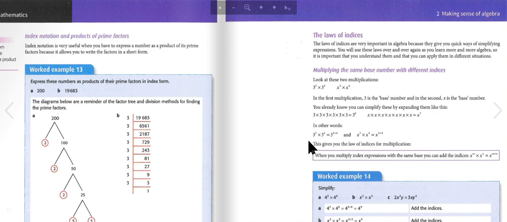This gives you the law of indices for multiplication. When you multiply index expressions with the same base, you can add the indices. x to the power of m times x to the power of n equals x to the power of m plus n.